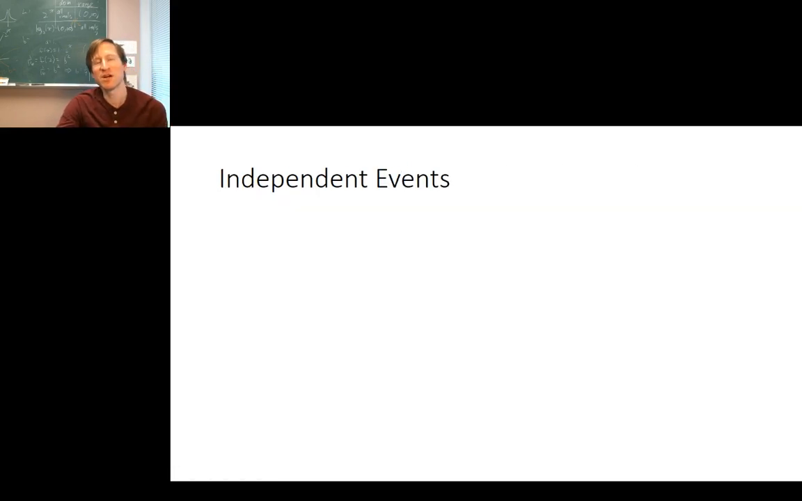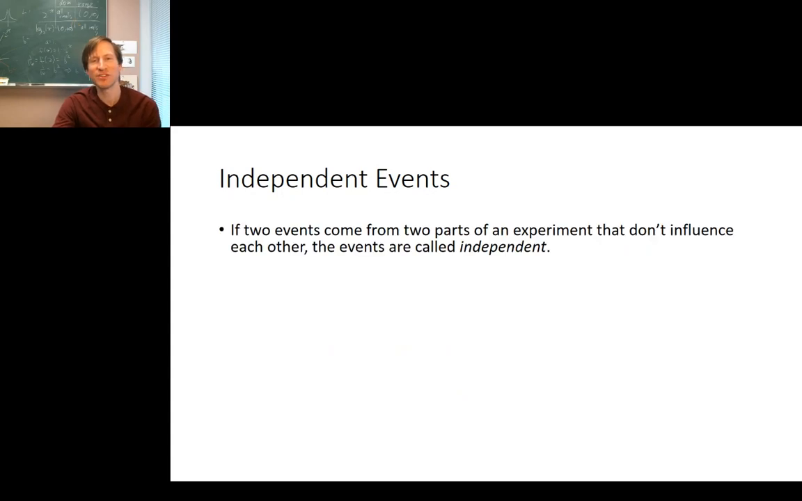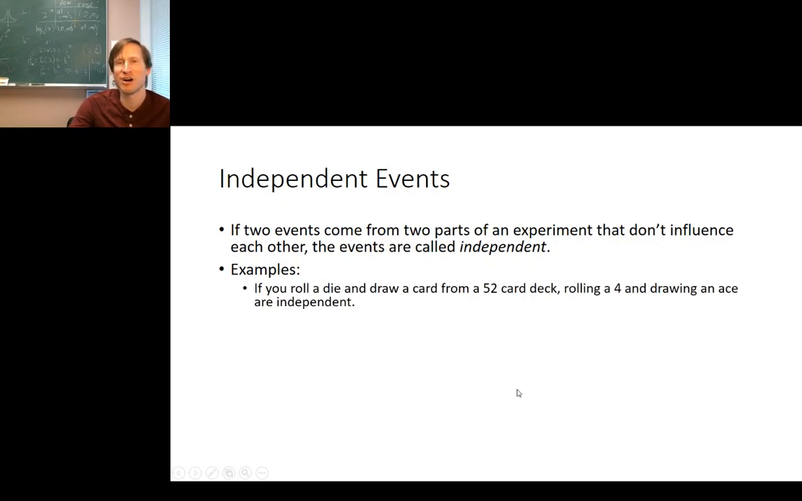And when you have an experiment that has multiple parts, there's a nice way to calculate the probability of events. When events come from two parts of an experiment that don't have anything to do with each other, we call those events independent. For example, if you roll a die and draw a card, those two parts of the experiment have nothing to do with each other.